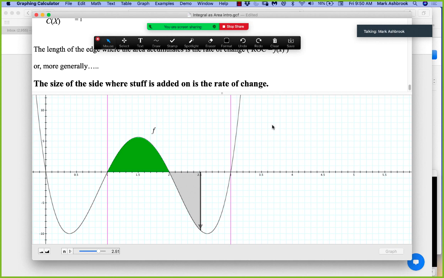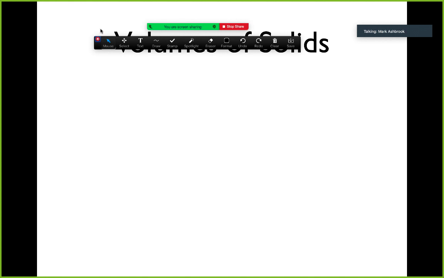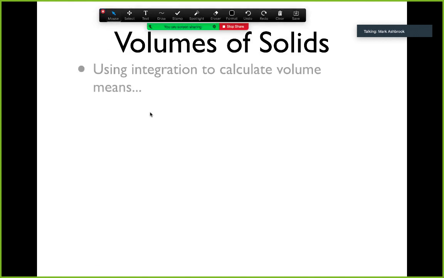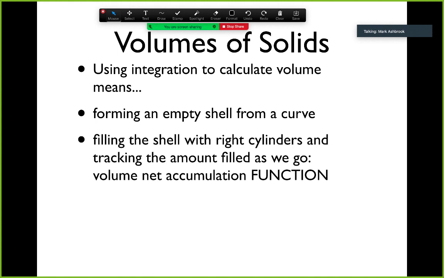Okay, so we're going to move on to volume. We kind of gave a little preview last time. Volumes of solids, here we go. Using integration or accumulation to calculate volume means we're going to form an empty shell from a curve. I'll show you this in a second. We're going to form an empty shell, and then fill that shell with right cylinders and track the amount of the empty shell that's filled as we go. That's going to be a volume net accumulation function, right? As either x or y increases, we'll be filling up the shell with these cylinders, and we'll track how much is filled at any given moment. That's a volume function, right?